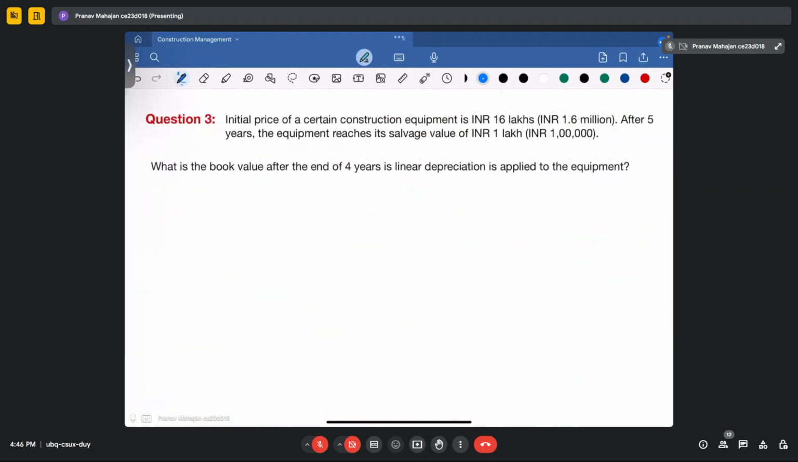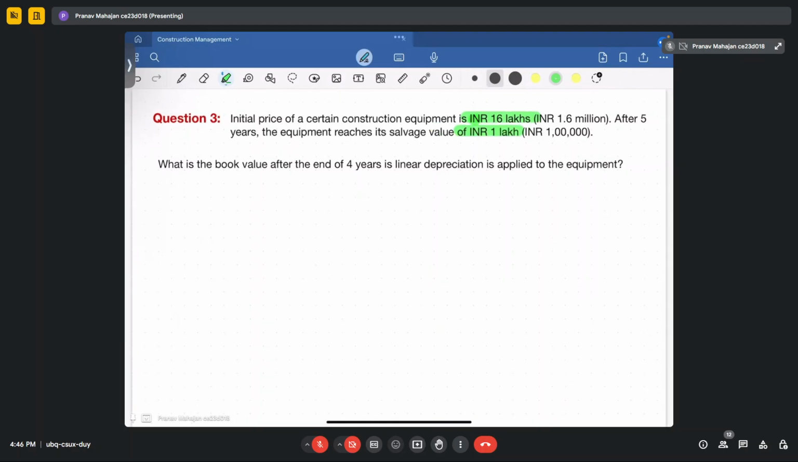So we will move to the next question. The next question tells you that the initial price of a certain construction equipment is 16 lakh. Then its salvage amount is 1 lakh. Salvage amount is the amount of the equipment after it becomes of no use, but before it is dismantled. That is the final amount of money you will get from that equipment when it is no longer used in the project. However, when you dismantle that equipment, that becomes the scrap value of that particular equipment. So the salvage value given to you is 1 lakh, and your purchase amount is 16 lakh.